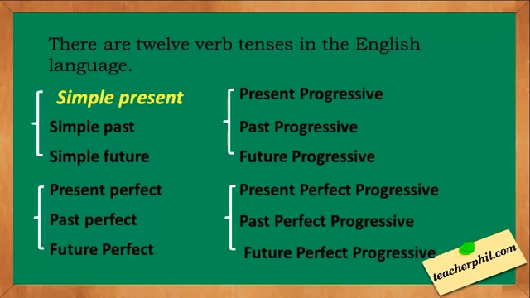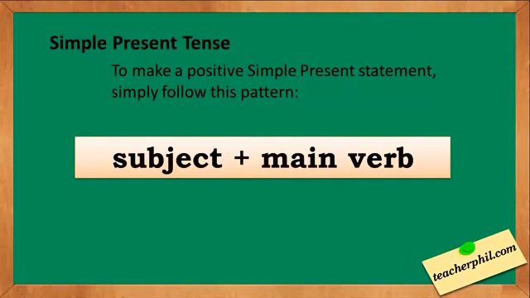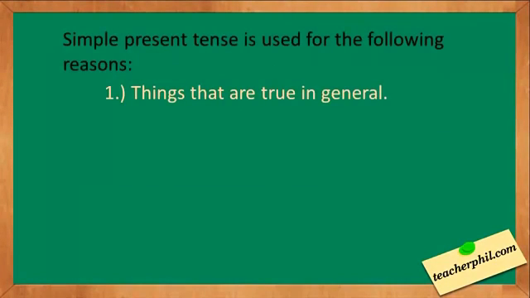This lesson will talk about the simple present tense. To make a positive simple present statement, simply follow this pattern: subject plus main verb. Simple present tense is used for the following reasons. Number 1, for things that are true in general.